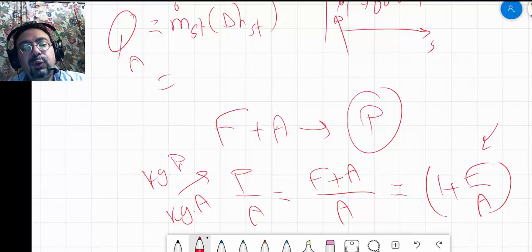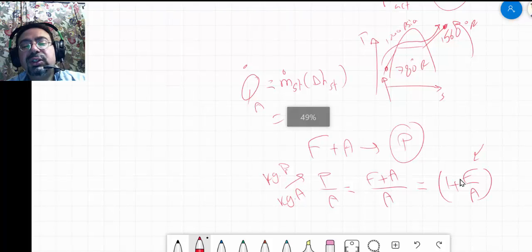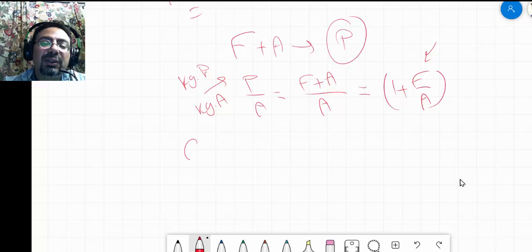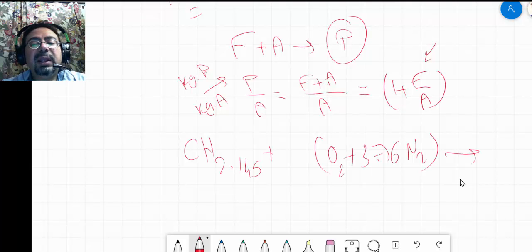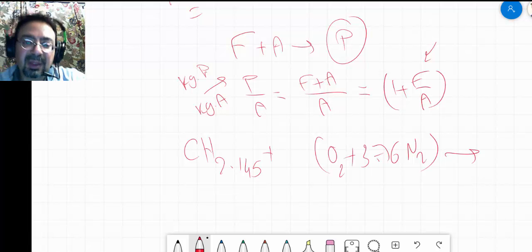So how is he going to get the fuel to air ratio? He's looking at CH2.145. That is the fuel, and we did this in the previous lecture. You will know how we can get the fuel to air ratio of this. So you tell yourself, I have CH2.145 plus O2 plus 3.76 N2. What is the stoichiometric fuel to air ratio, and then later we do the 400% because he said it's 400%, right?